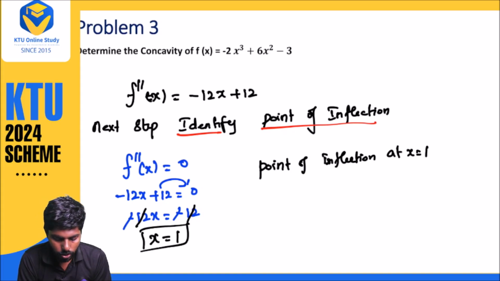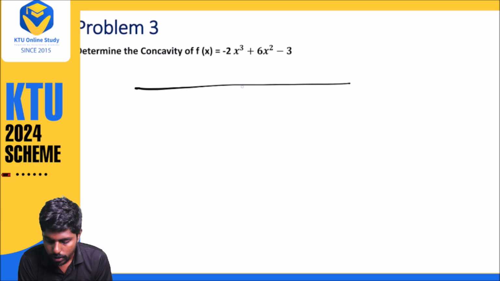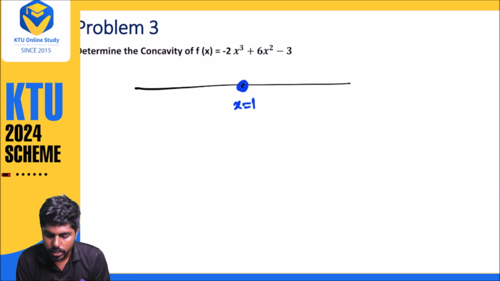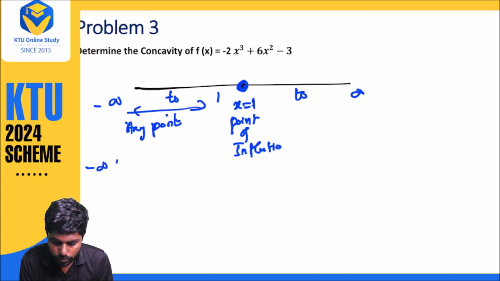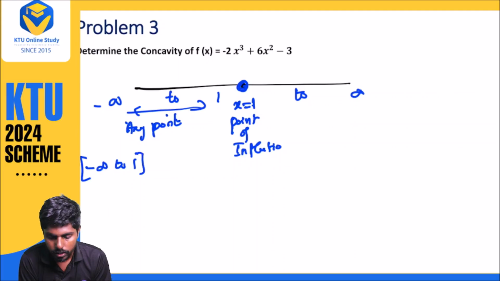Now we can draw a diagram. At x is equal to 1 it is a point of inflection. So we get the intervals from minus infinity to 1 and from 1 to infinity. Take any point in between, that is any point from minus infinity to 1, and any point from 1 to infinity.